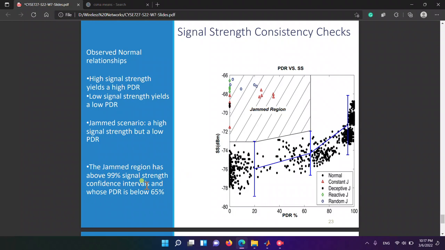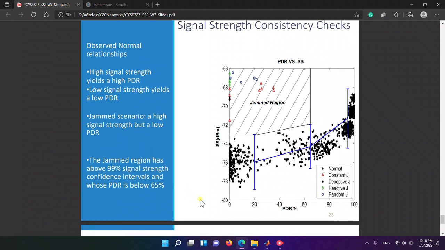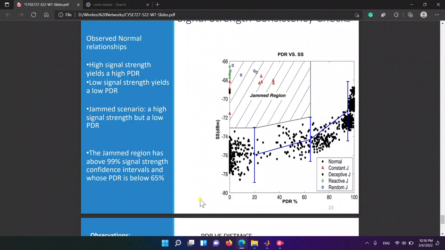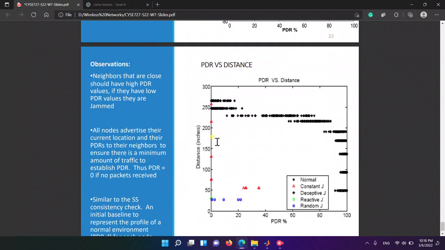signal strength confidence interval. This is the confidence interval. This is statistics. This is above 99% signal strength confidence interval. I remember you studied this in business statistics too. And it doesn't really mean that the signal strength is actually higher than 99%. It's a 99% confidence interval, which means we are 99% confident that this is a jammed region.